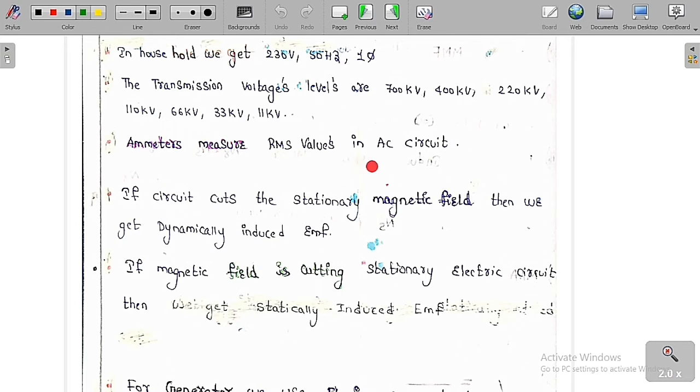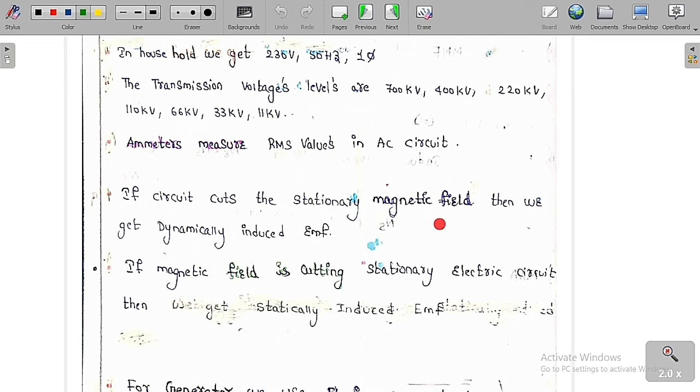Ammeters measure the RMS value in an AC circuit. In an AC circuit, whatever meters you keep, they always measure the RMS value itself.